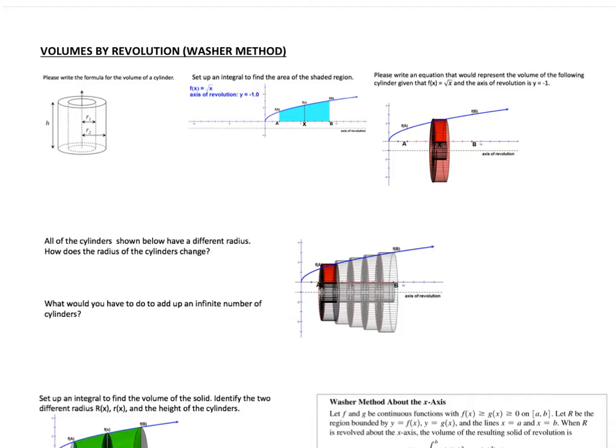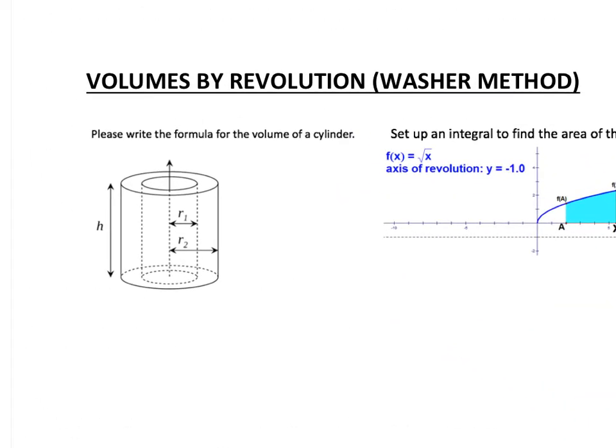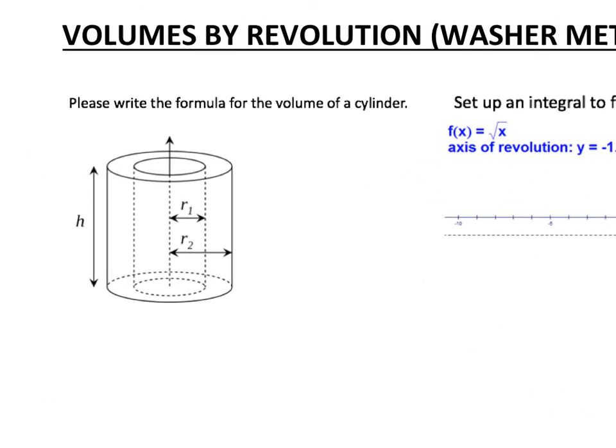This is part 4, and we're going to discuss a similar method to what we had with the disk method, but we're going to call it the washer method, okay? And so first let's zoom in on this object here, and this is what we'd call a washer. What a washer is, it's a big cylinder with a big hole in it, okay?